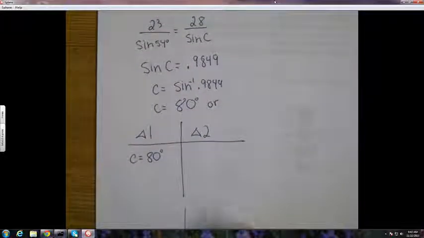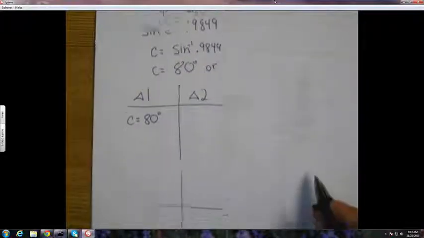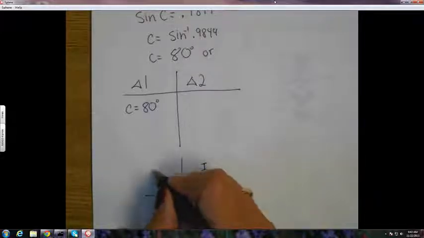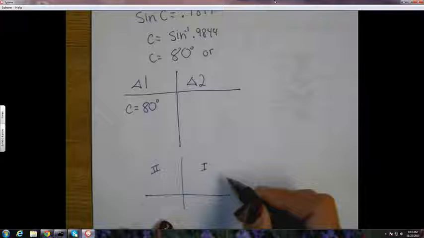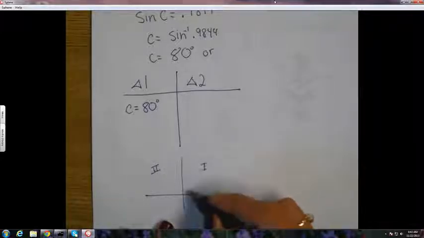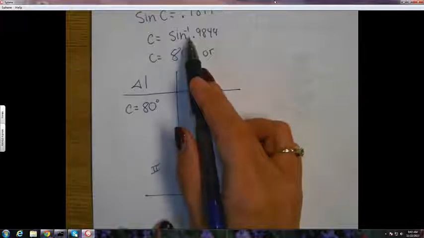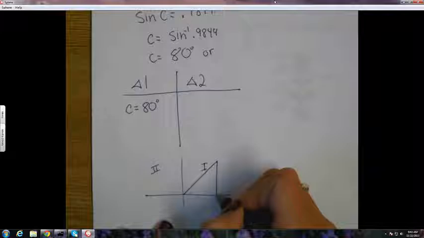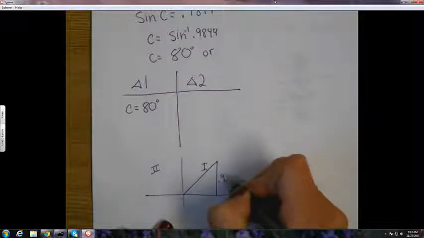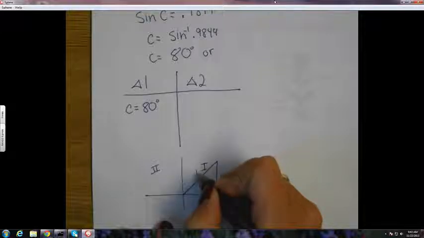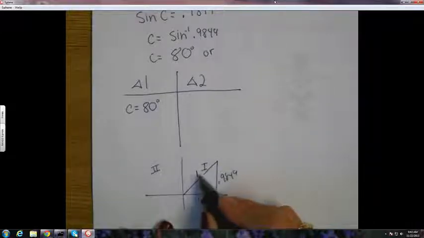If you think about the coordinate plane, sine is positive here and here. When I do an inverse sine, the calculator will always give me the angle in the first quadrant that has that sine ratio. Let's just say this was the angle. The opposite is 0.9849, the hypotenuse is 1. Opposite over hypotenuse, that's sine.